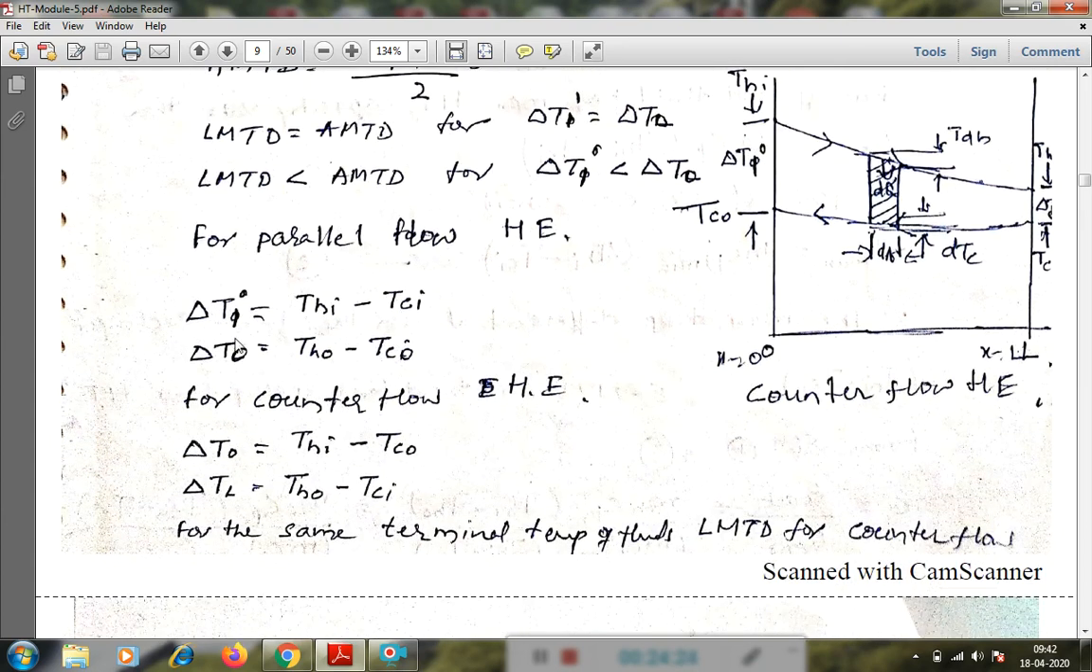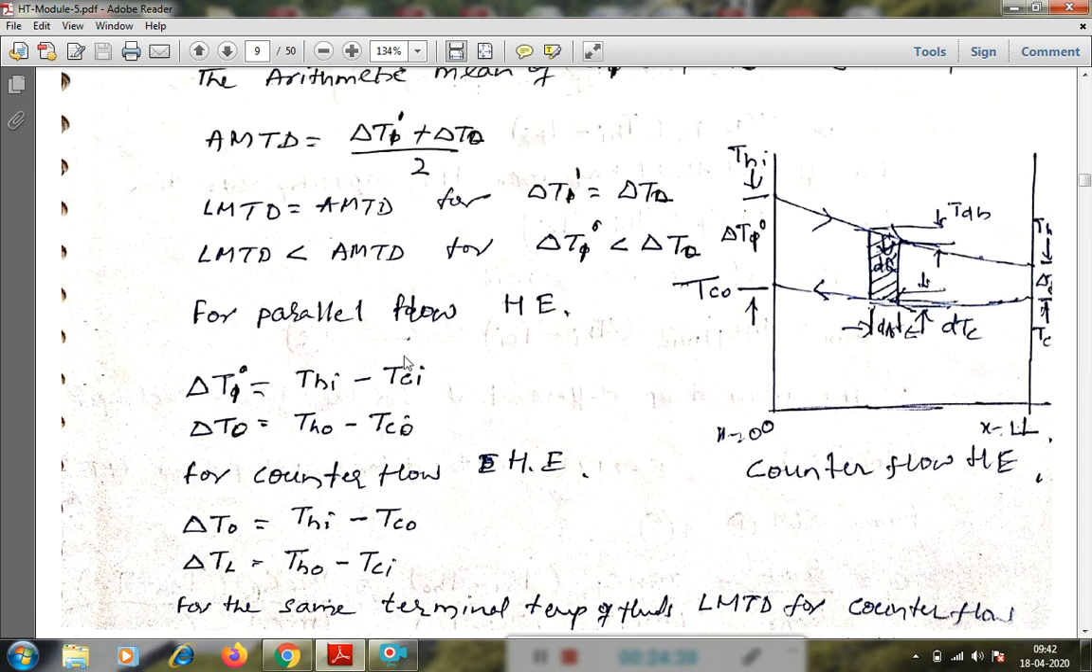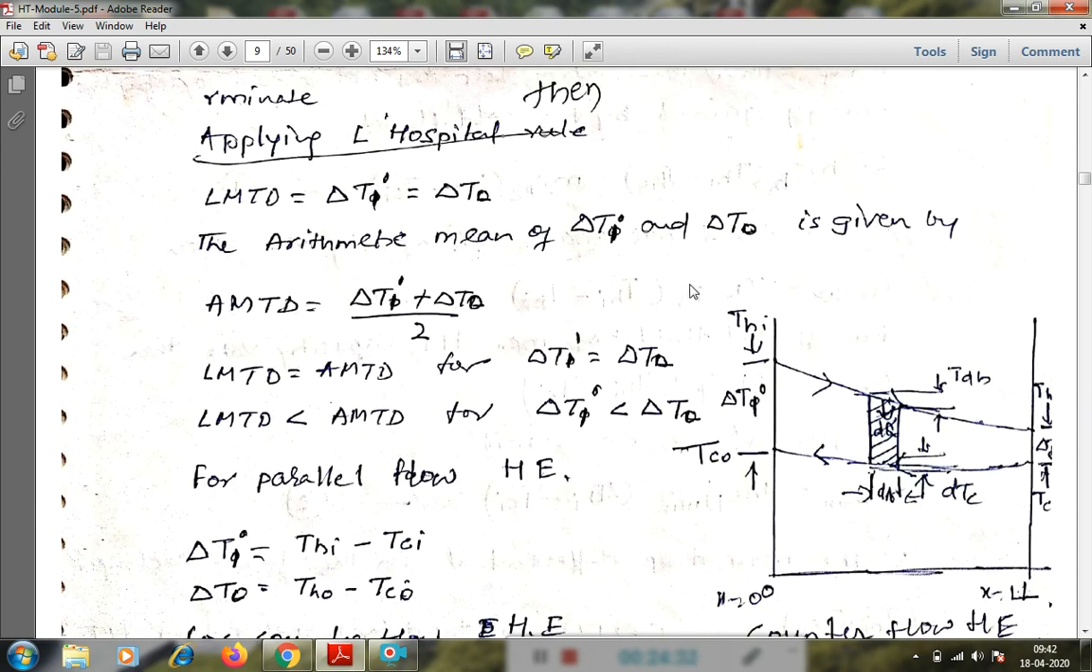For parallel flow, delta Ti is equal to Thi minus Tci, and delta T naught is equal to Th naught minus Tc naught. This is for the parallel flow heat exchanger, and for the counter flow heat exchanger I will take it in the next class.